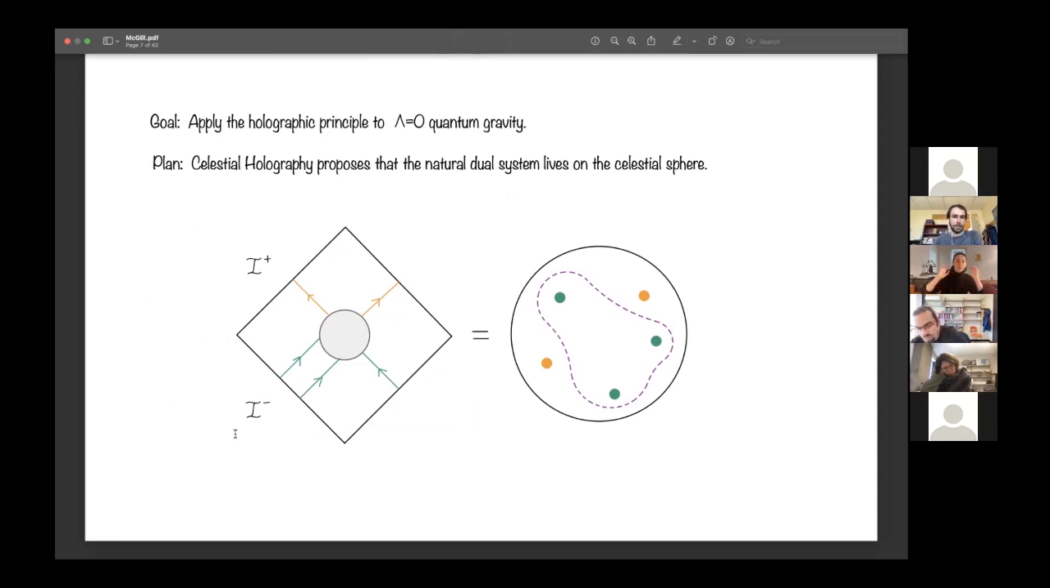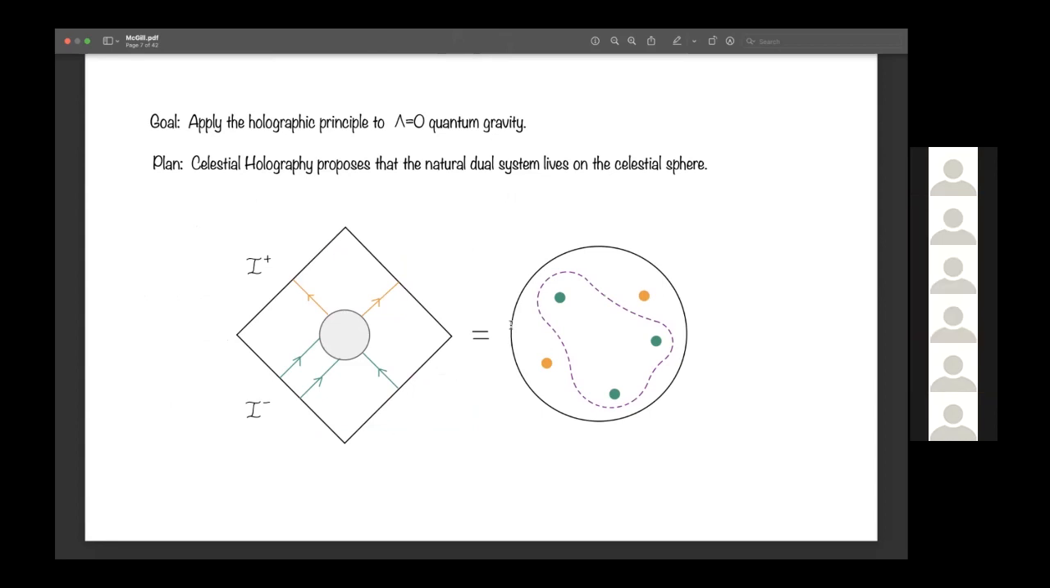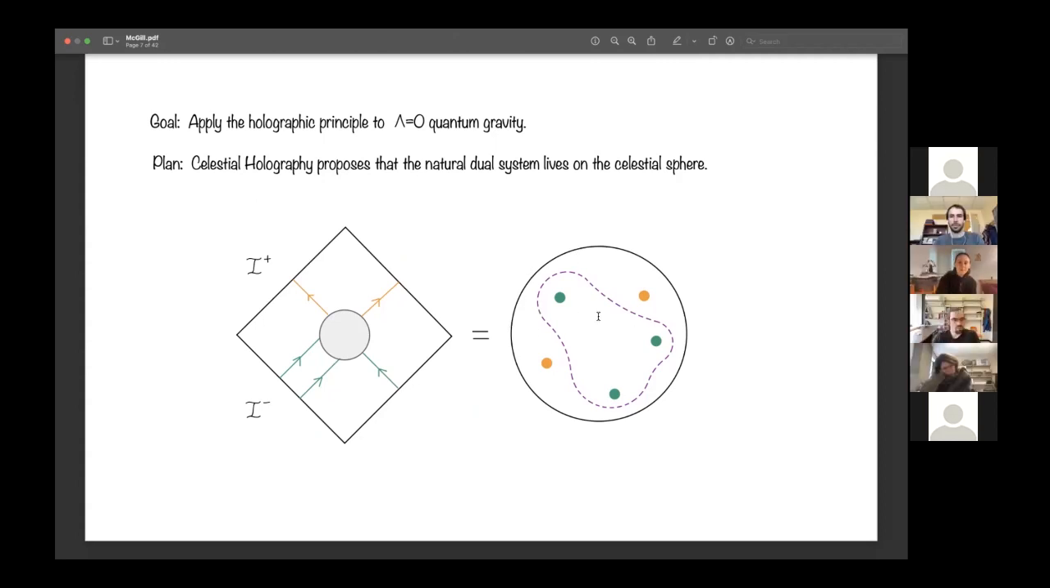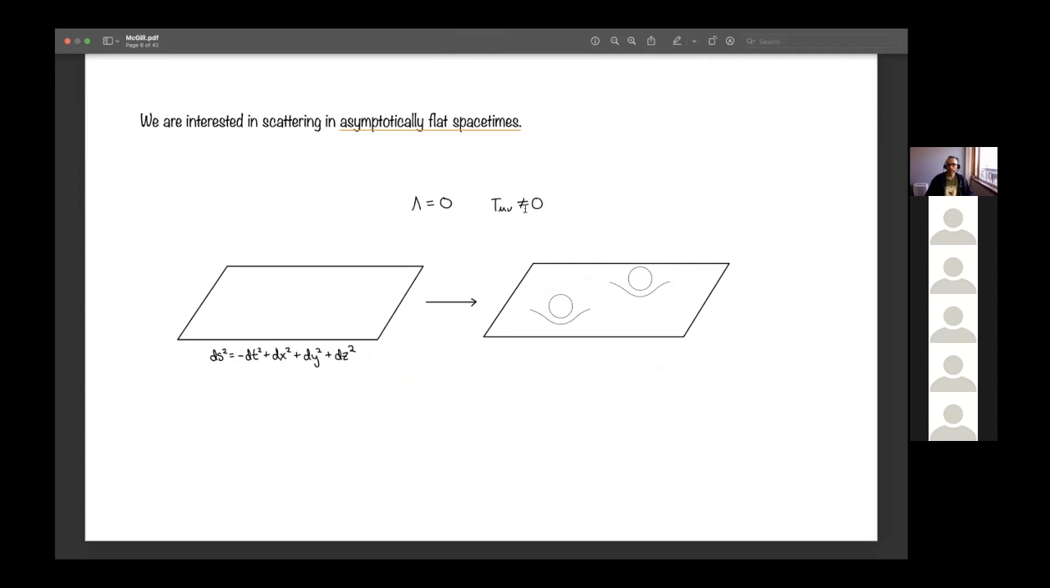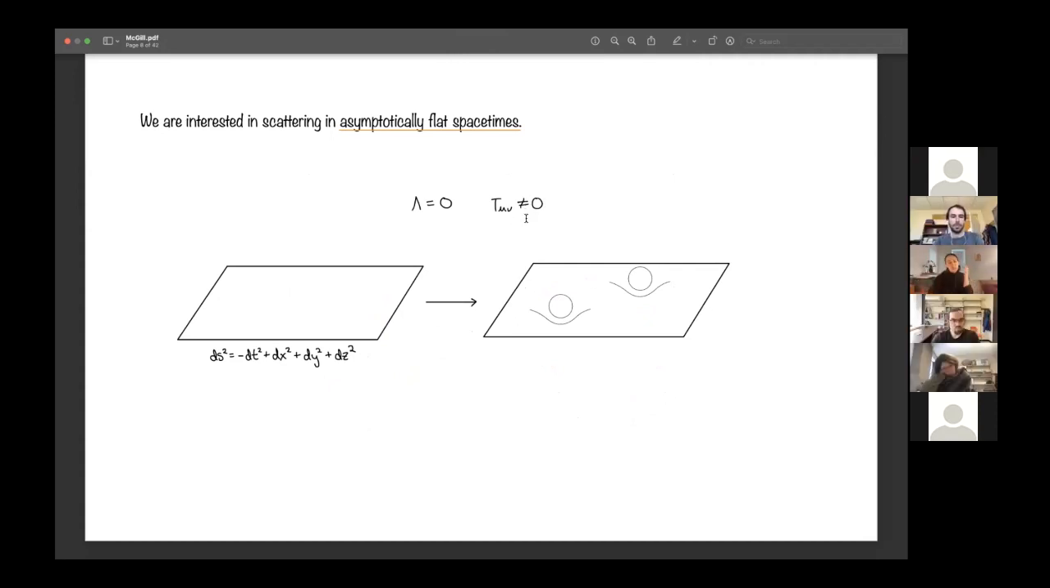Okay, so our goal again for this program is we have lambda equals 0 quantum gravity. We want a hologram for it. And the proposal is that this hologram is naturally living at codimension 2 on a celestial sphere. So again, this class of spacetimes is asymptotically flat. That means that I have localized stress tensor sources, and it means that the cosmological constant is 0. So my metric will no longer be flat. It will have some sort of perturbations, but at infinity, it's going to asymptote to being flat again.